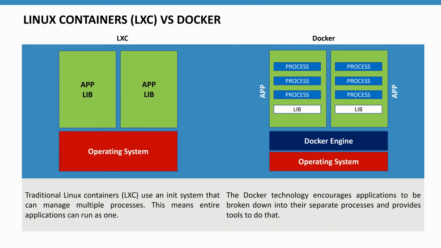Look at the diagram. On the left side, I have Linux containers. On the right side, I have Docker. Linux containers are just like a monolithic application. You have to run the entire application as one. On the other hand, Docker helps you divide the application into small pieces like microservices. It provides technology and tools to segregate them and support them.